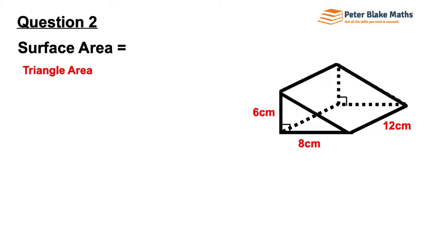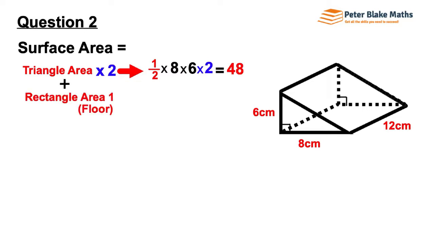So the triangle area, we have half the base times the height, half the base, which is 8, times the perpendicular height, which is 6. Now we do have 2 of them, so we'll multiply that by 2, and that'll be the triangle sections. Final answer for the triangle sections is 48.